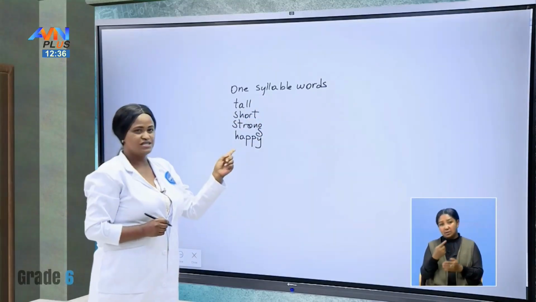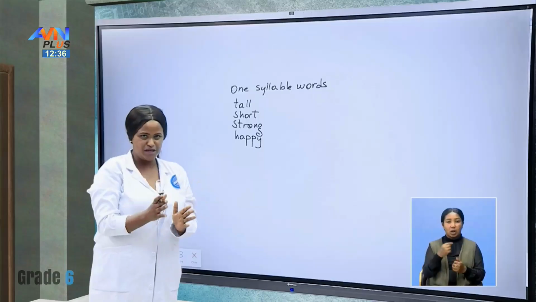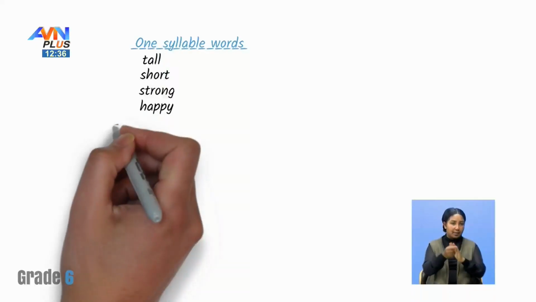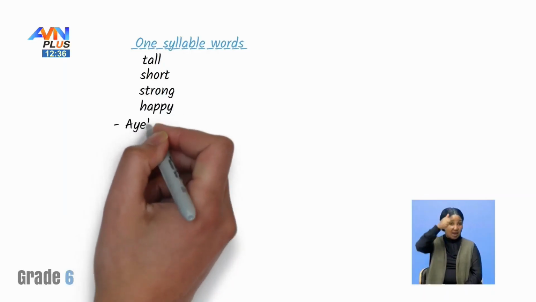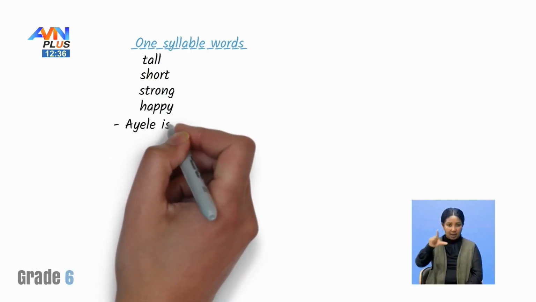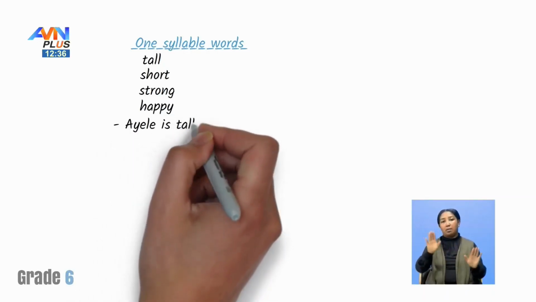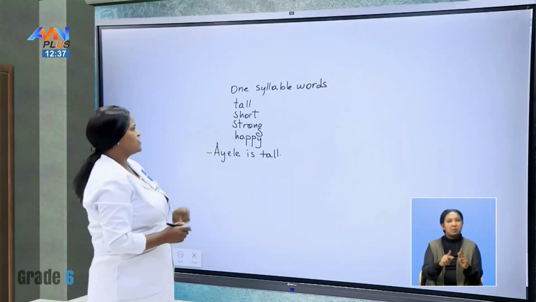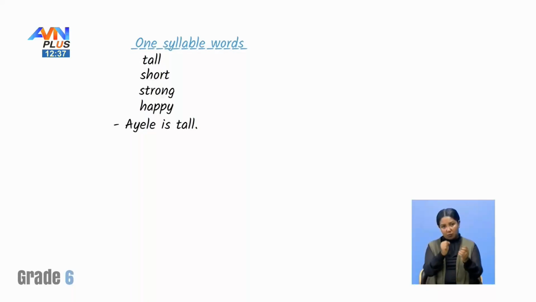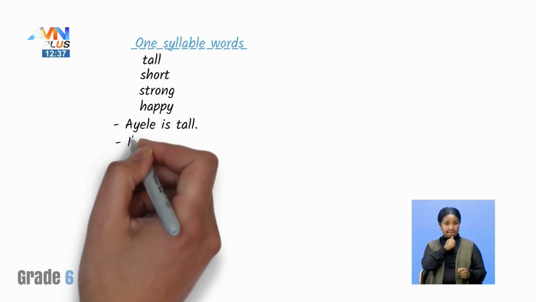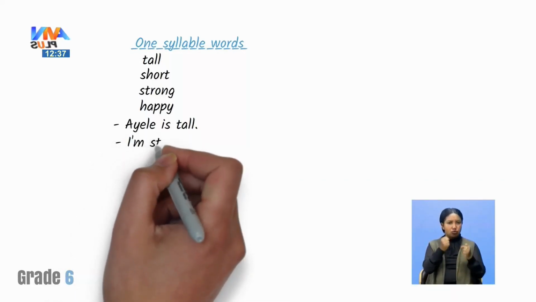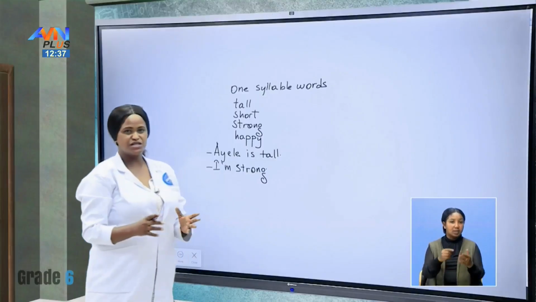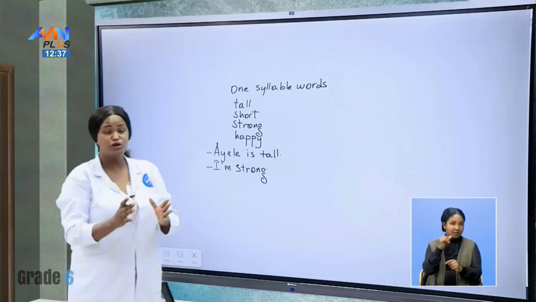For these words, when you are using them in a positive sense, we simply make a sentence. For example, you say what? Ayele is tall. Ayele is what? Tall. Let's use one other sentence here. Strong, for example. I am strong. These are simply positive adjectives. We are not comparing, we're just telling.